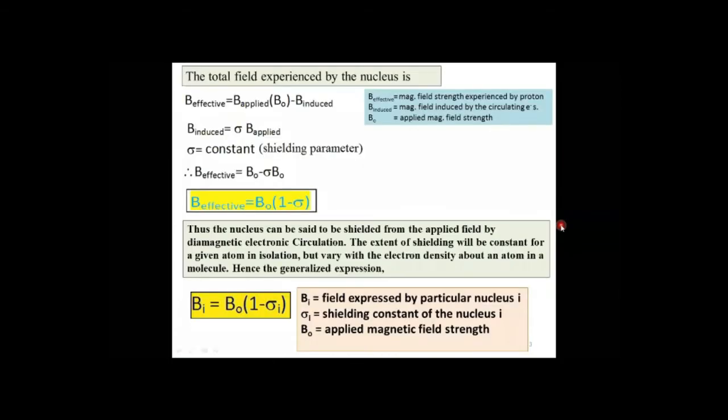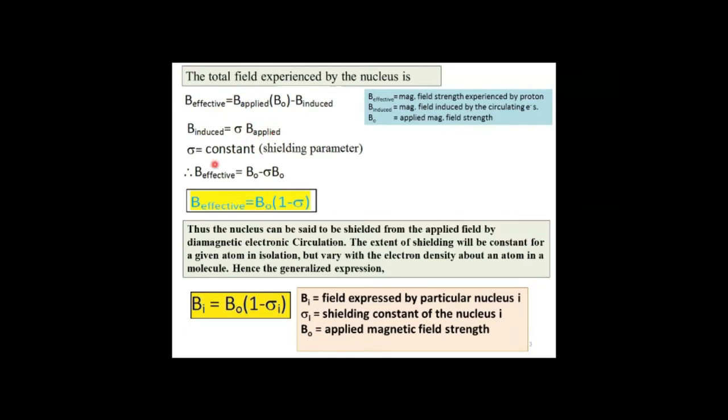So here the total field experienced by the nucleus is given mathematically by B effective. The effective field strength experienced by any nuclei will be equivalent to the applied field strength, that is B naught, minus B induced. So what is this B induced? It is the induced magnetic field because of the circulations of the electrons. And that B induced generally depends upon the screening constant, otherwise the shielding parameter, and also the applied field.